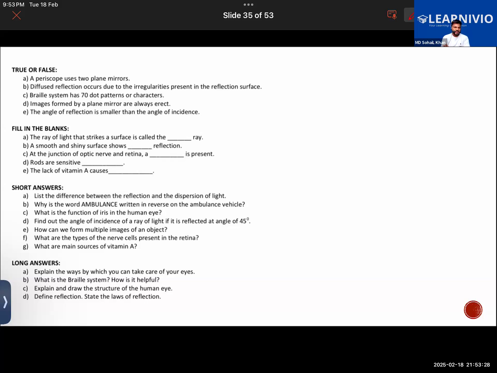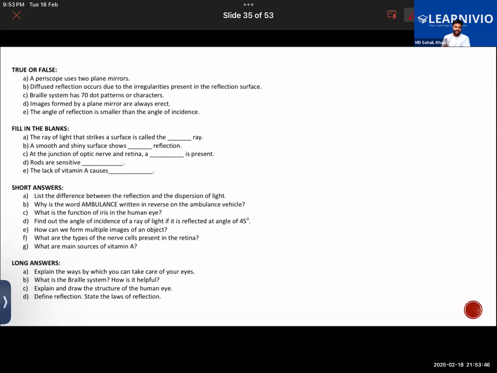There's a very interesting thing about the Braille system, that it was invented in the 19th century, and the person who invented this, Louis Braille, he himself was a blind person. That's something interesting.